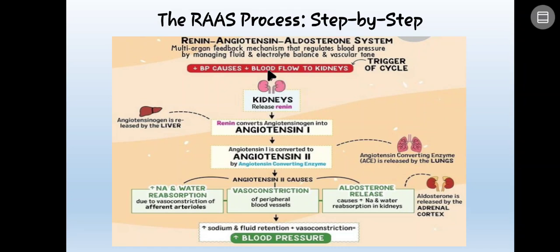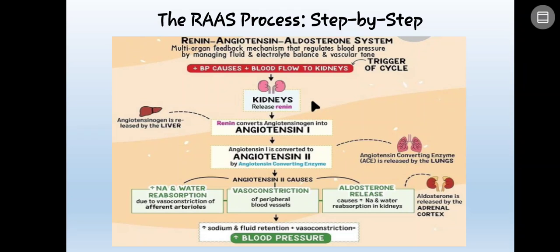Once your blood pressure is very low, we have specialized cells in your afferent arterioles, the baroreceptors, that have the ability to detect changes in your blood pressure. They detect the reduction in your blood pressure and send a signal to the juxtaglomerular cells to release renin. That is one. The second one is the sodium detection in the distal tubules.